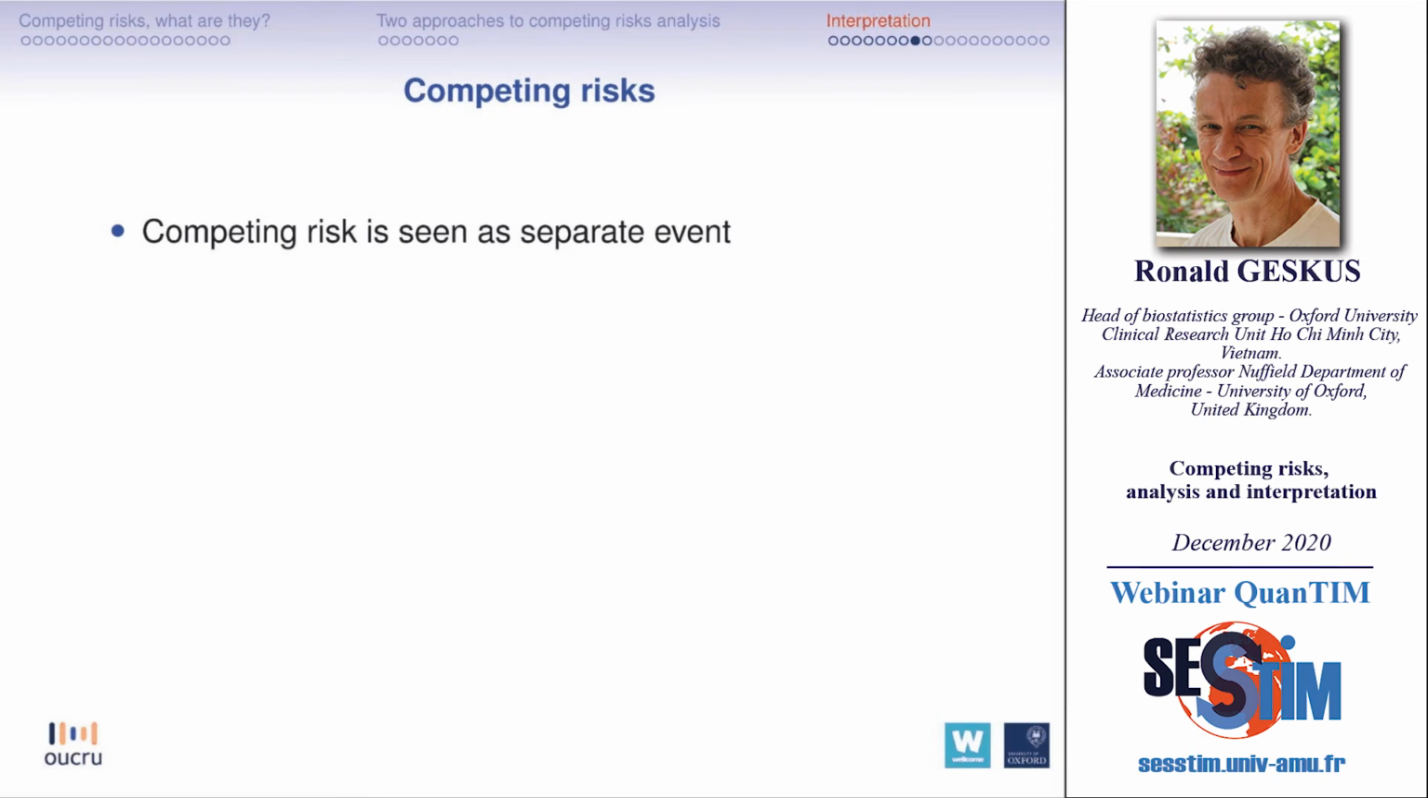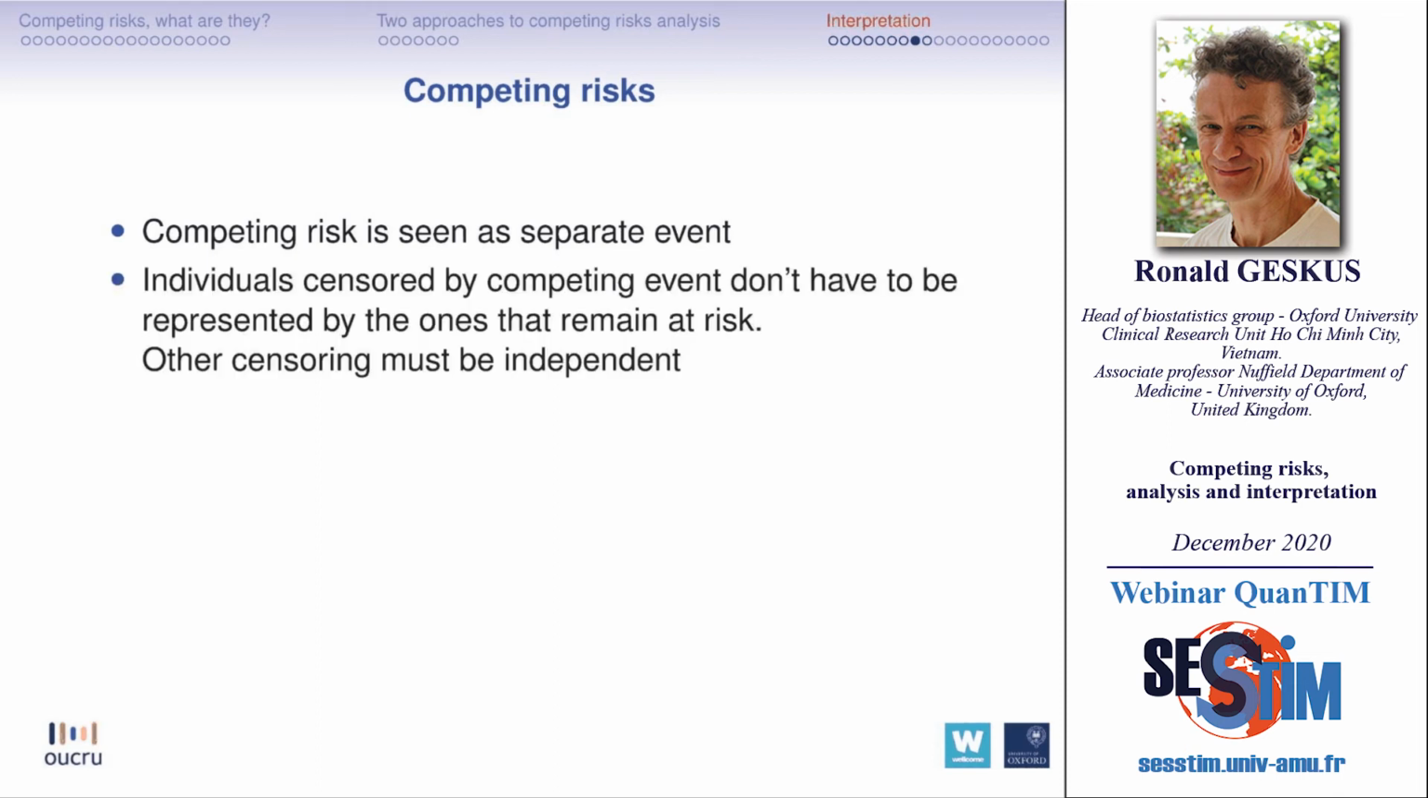So in a competing risk analysis, the occurrence of the competing risk is seen as a separate event. It's not seen as a censoring occurrence. The important thing, and that is essentially different from the marginal analysis, is that individuals that are censored by the competing event don't have to be represented by the ones that remain at risk, because the competing risk is seen as a separate event. So we don't need to worry about independence like what we need to do with the Kaplan-Meier.